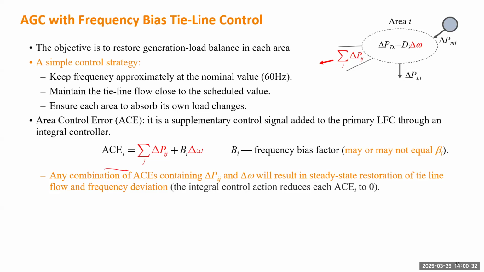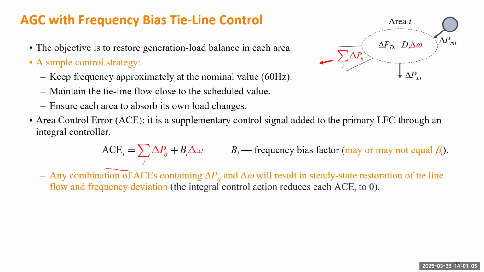Any combination of ACEs containing the delta Pij or delta omega will eventually result in steady-state restoration of the tie-line flow and frequency deviation. So what does that mean? That means you can control the AGC system, okay? In the AGC system, you define this area control error, and this error is for each area. And you give this signal to some of the generators connected to the AGC.